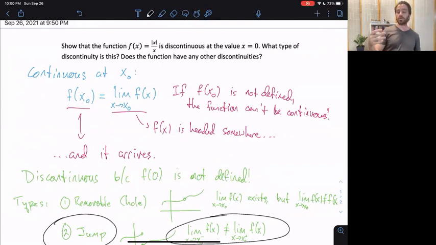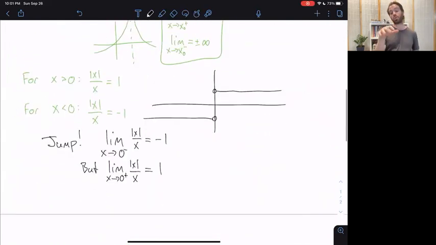Now, the other question is, does the function have any other discontinuities? Believe it or not, the answer to this is programmed into what we have already done. Because I want you to look at this branch of the function. This is going to be 1 forever and ever and ever. Because for x greater than 0, this function is always going to have the value of 1. For x less than 0, it will always be equal to -1. And so this branch is never going to do anything funny after this part of the picture. This branch is also never going to do anything funny after this part of the picture.